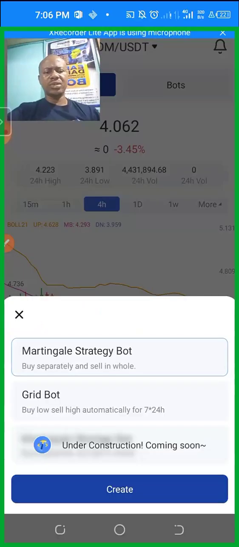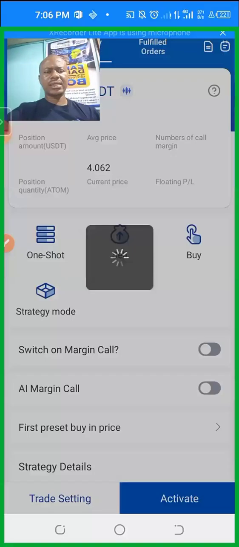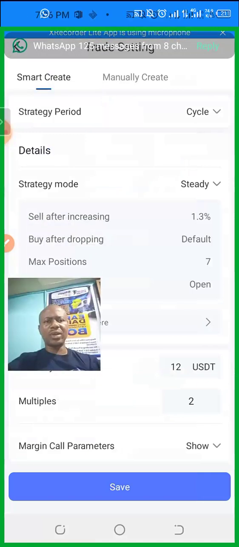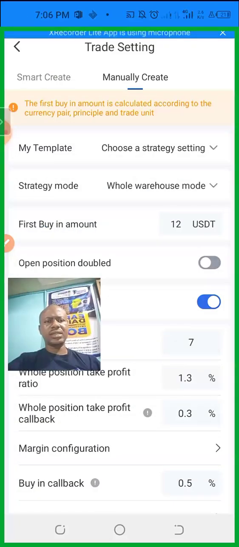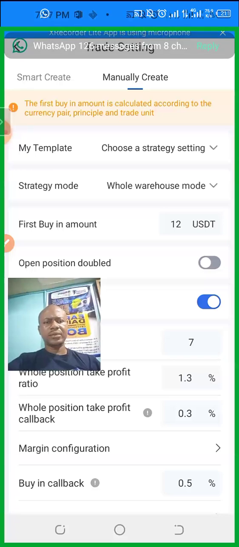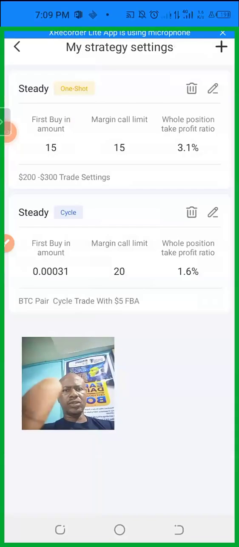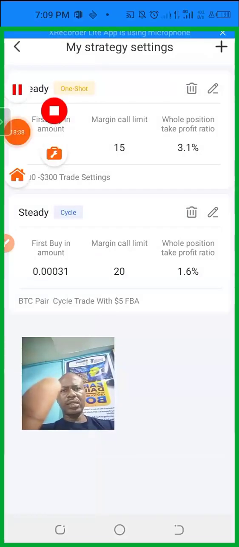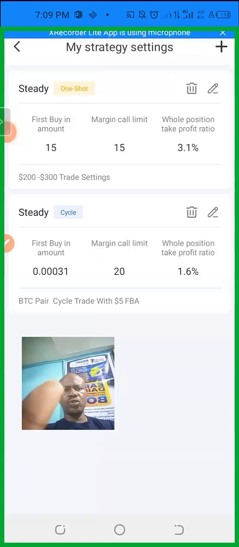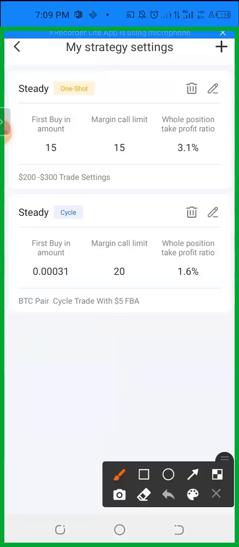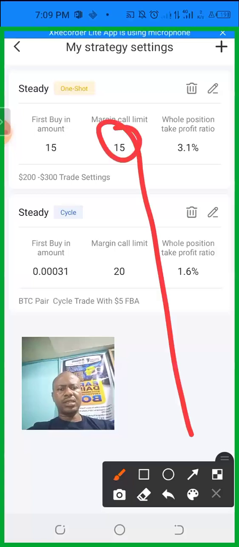Multi strategy bot, click create, click next at the bottom, then click through setting at the bottom, then go to manually create, then click choose a strategy setting to pick your trade setting depending on your capital. So when you get here, click on choose a strategy setting, then tap your trade setting. Let's say you have $200 or over $200 in your capital, depending on your trade capital. So just tap margin call limit in the middle to import these settings.